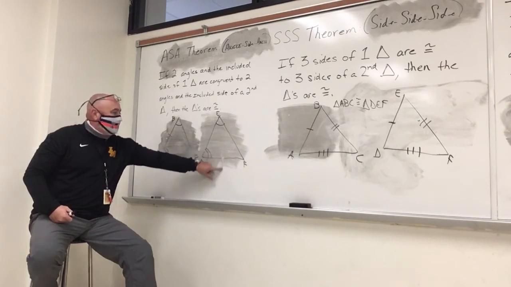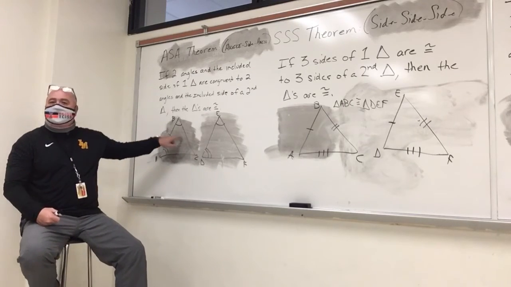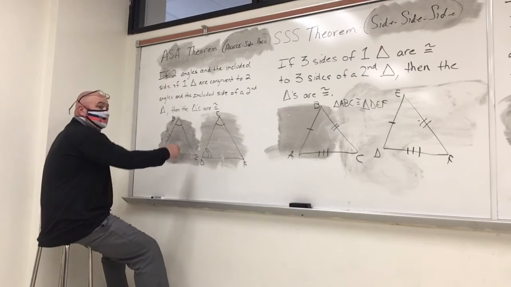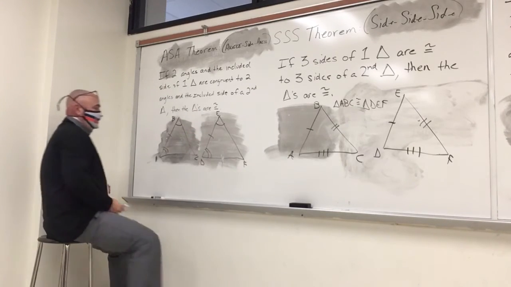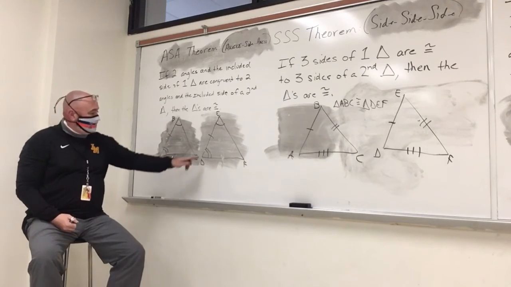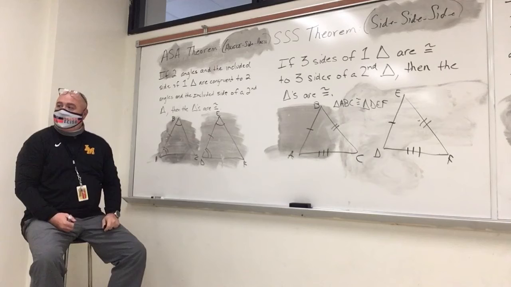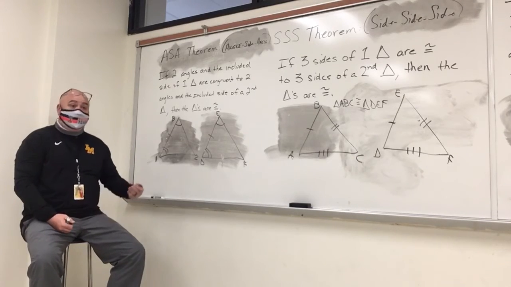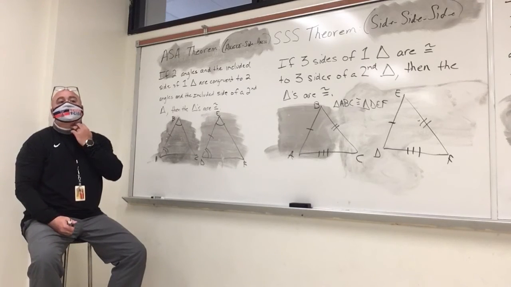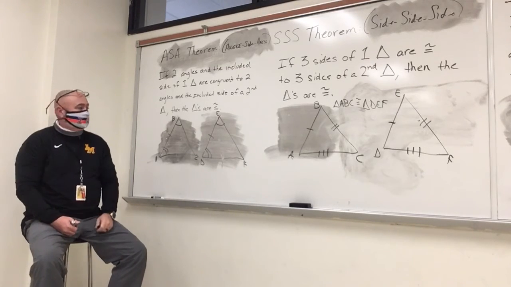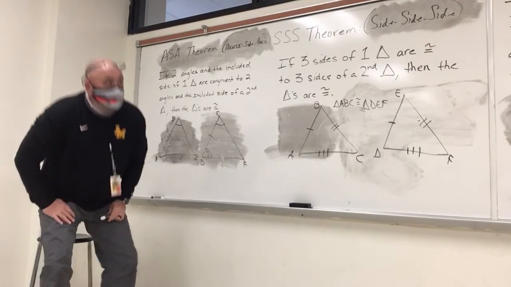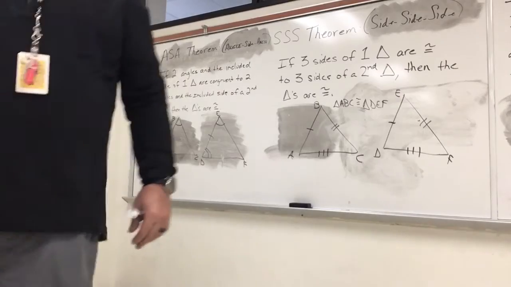So what side in this triangle has to match that one? Between D and E, which would be side DE. So I have two angles and the included side, and I have two angles and the included side. Now I can say that those two triangles are congruent to one another. All right, moving on.